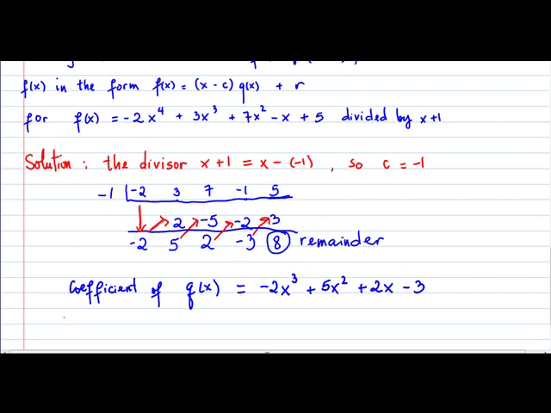So in other words, f of x is equal to x plus 1, that is x minus c right here, times the quotient function, which is minus 2x cubed plus 5x squared plus 2x minus 3. And then we add our remainder, which is 8. That is our answer.